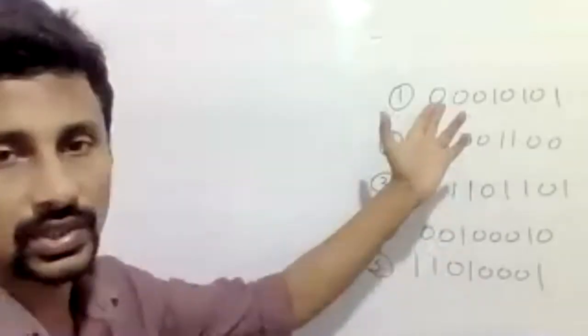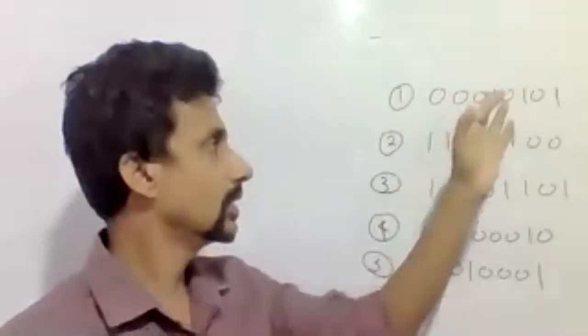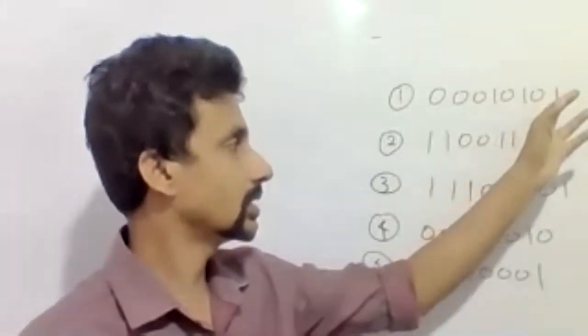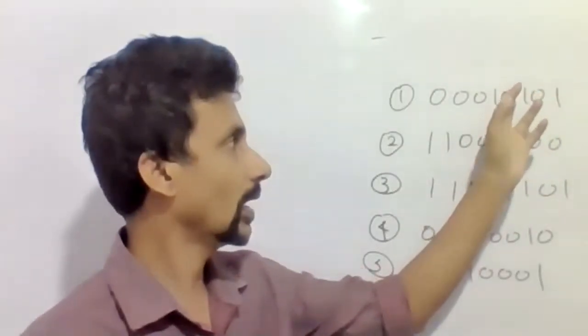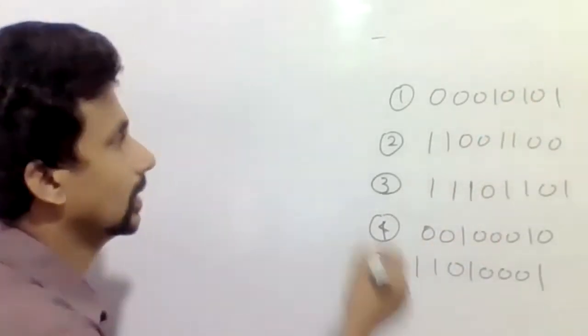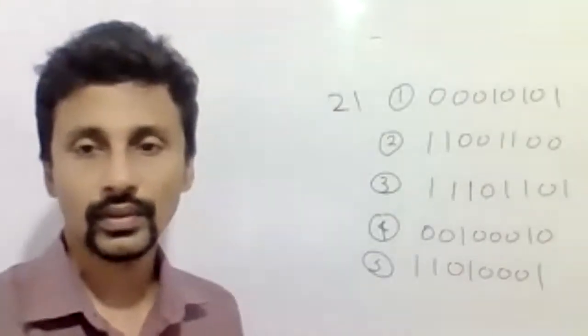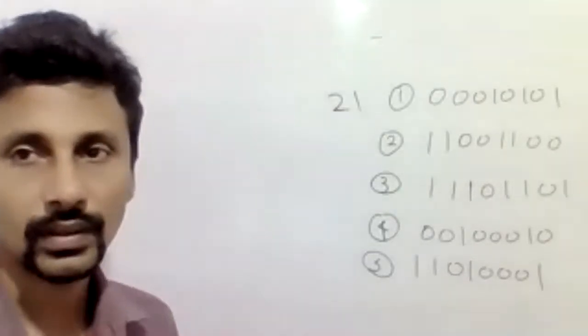First one, it is a positive value. Because it's starting with 0, just convert it to decimal: 1, 2, 4, 8, 16; 16 plus 4 plus 1. So your answer will be 21 for this one. So everyone has put the correct answer.